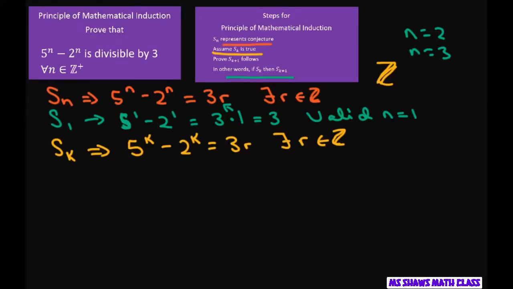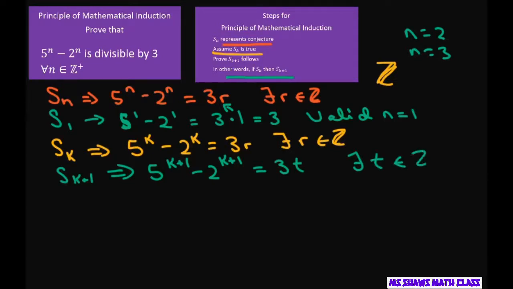All right. Now we want to prove that it works for s sub k plus 1. So write this as 5 to the k plus 1 minus 2 to the k plus 1. Everywhere there's a k, put k plus 1. We want to change the r to some other variable, so we need a variable t that's an integer to do our proof. Now what we want to do is start here and show that we can make it look like s sub k plus 1.